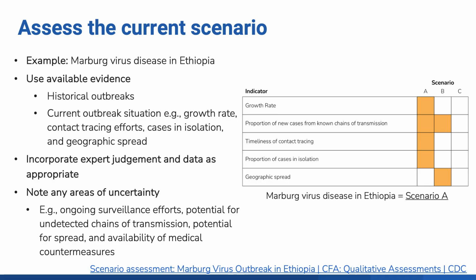Based on this evidence, they drafted this indicator table and shared it with disease and response subject matter experts for further input. Key areas of uncertainty were identified and documented along with this table, including effectiveness of surveillance efforts, potential for undetected chains of transmission, potential for spread, and availability of medical countermeasures like treatments and vaccines. Based on all these inputs, the team determined the most likely scenario to be Scenario A, an outbreak with fewer than 30 cases and lasting less than 3 months.